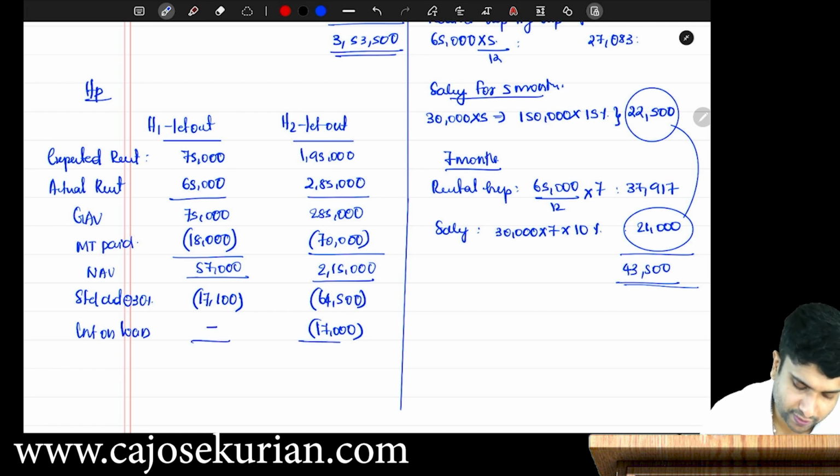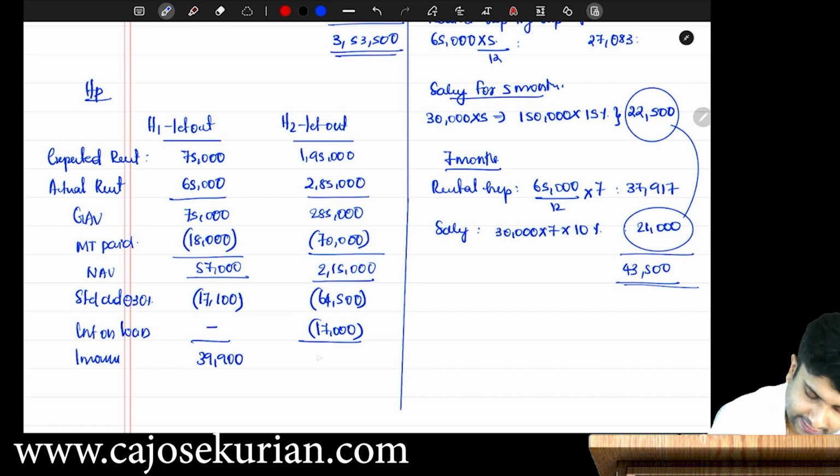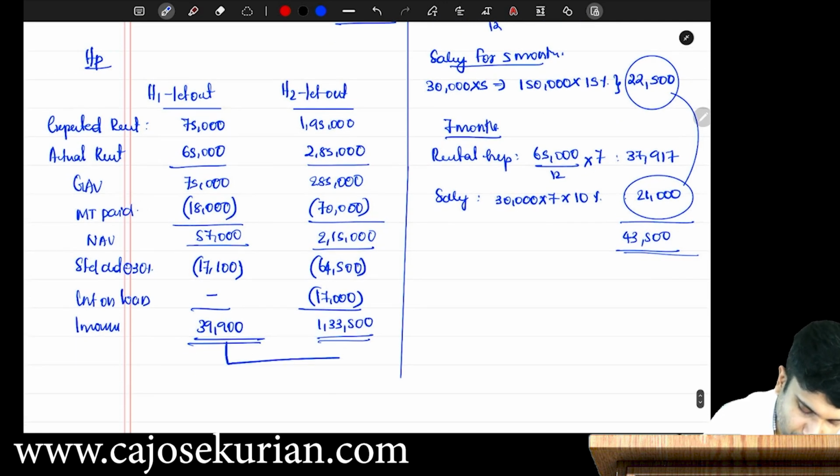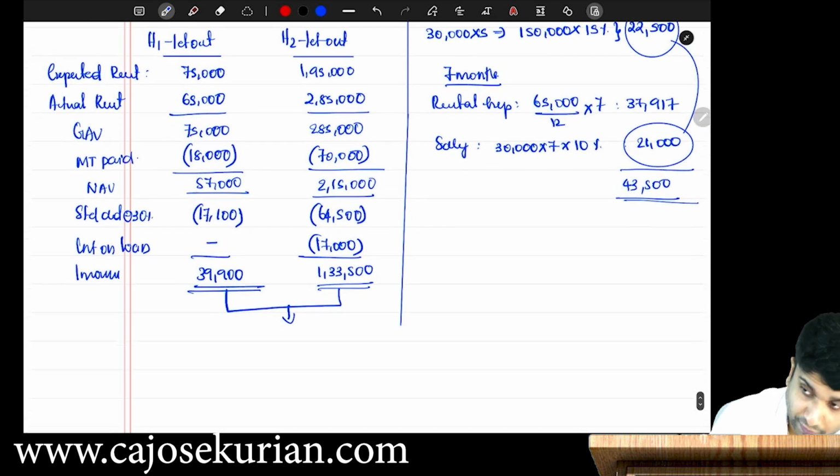Can you tell me how much is the income from house property? Income from house property, first one 39,900, and second case 1,33,500. And now can you tell me how much is the total income from house property? 1,73,400. Now you need to compute both.